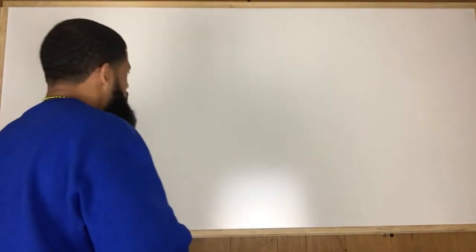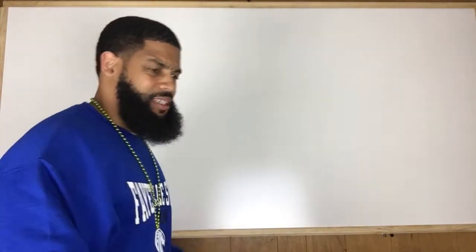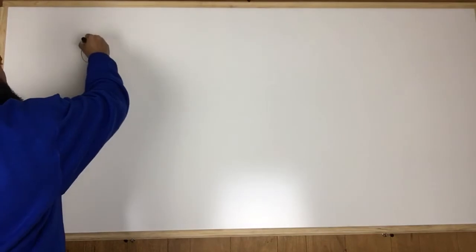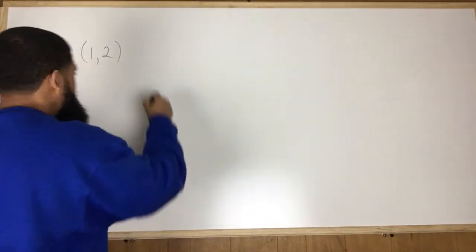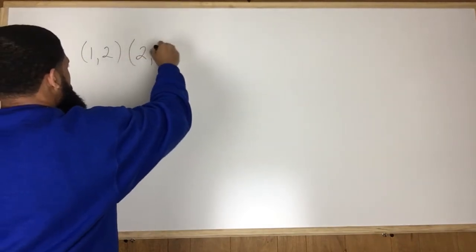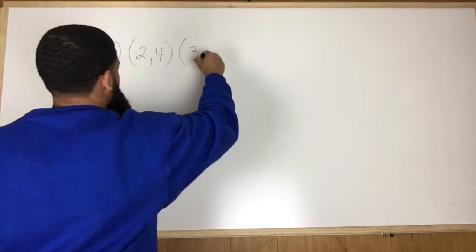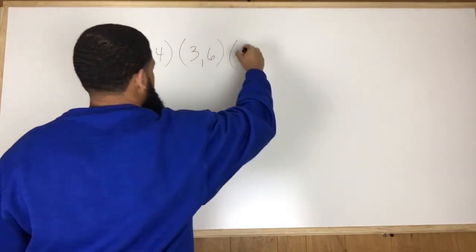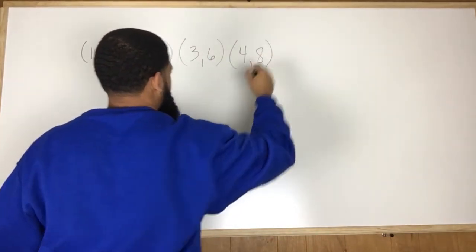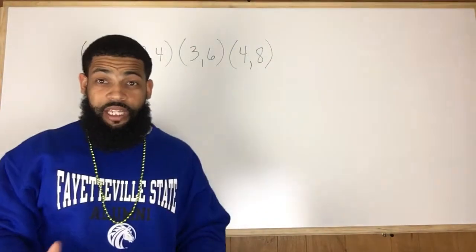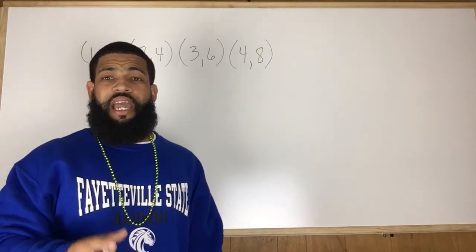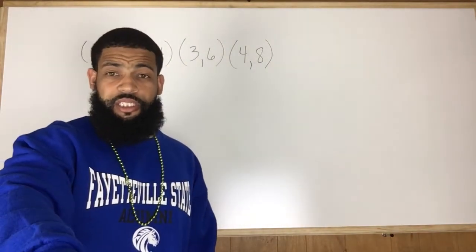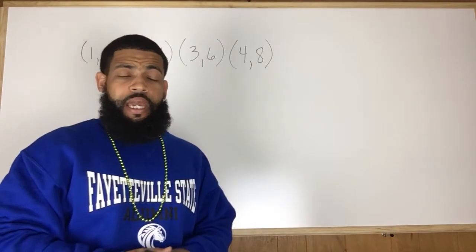So let's say we have a group of ordered pairs. For example, let's say I have the ordered pair 1, 2. I have the ordered pair 2, 4, 3, 6, and 4, 8. Now, this is a relation because it's just a group of ordered pairs. But in order for us to talk about it being a function, there's a specific set of rules that has to apply to it. And you're going to see.